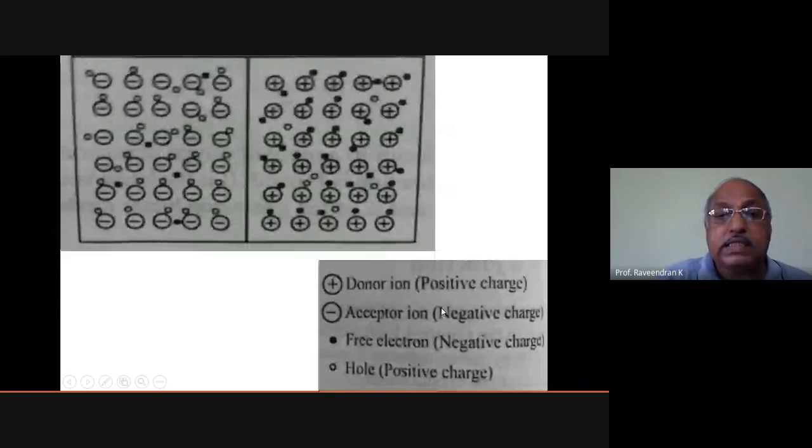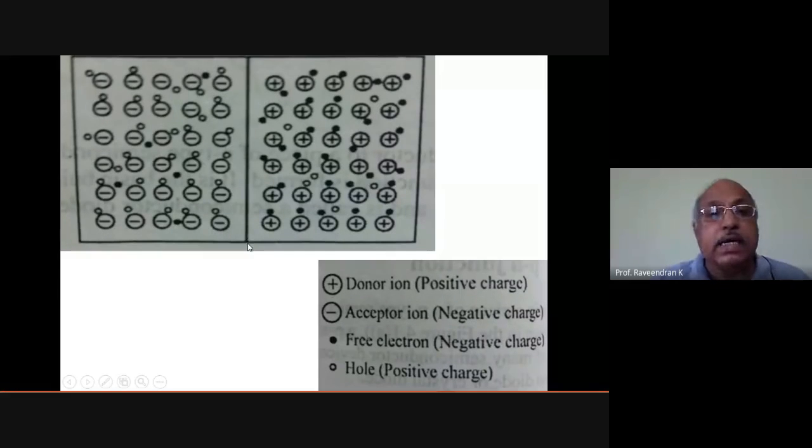So let us see here the P-type material and the N-type material, which forms a P-N junction. This is a diagrammatic representation. In the P-type material, of course, there will be holes available. In the N-type material, there will be a large number of free electrons available.